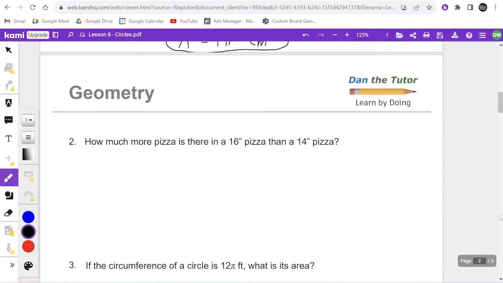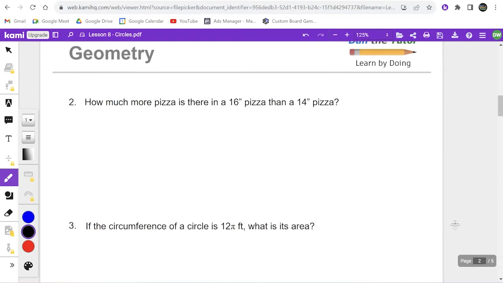For the next problem, it's actually a fun one. How much more pizza is there in a 16-inch pizza than a 14-inch pizza? And so, when I say how much, I'm saying the area. In other words, how much bigger is the area of a 16-inch versus a 14-inch pizza? One thing you ought to know, that when I say 16-inch and 14-inch, is that the diameter or the radius?